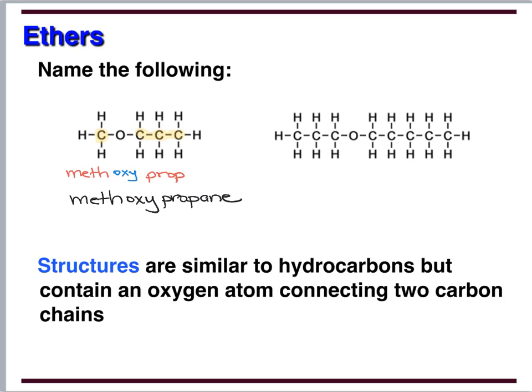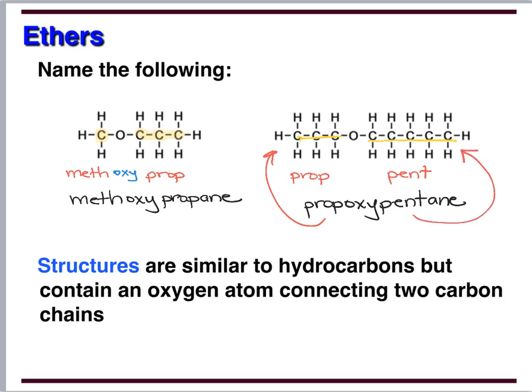Taking a look at this one, 3 and 5. The name for 3 is prop. The name for 5 is pent. So then my name is going to be propoxy pentane. Okay, remembering short chain first, long chain next.